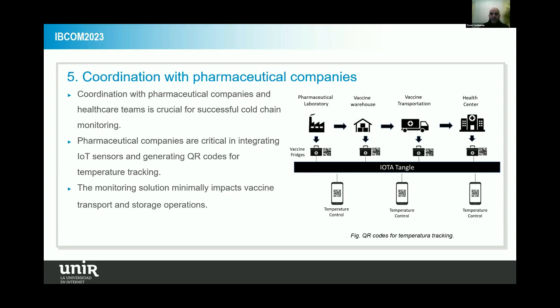So the implementation of the cold chain monitoring solution minimally impacts the operational process of vaccine transport and storage. As I mentioned before, the implementation is very easy, and it focuses on integrating IoT technologies to enhance monitoring and traceability without requiring extensive modification to existing logistic operations. As I mentioned, this solution is very easy to deploy and also transparent. They don't have to modify anything in the operational way to transport these vaccines.